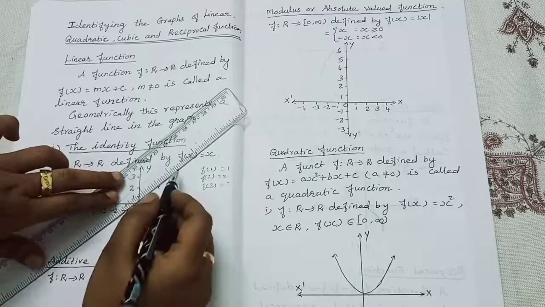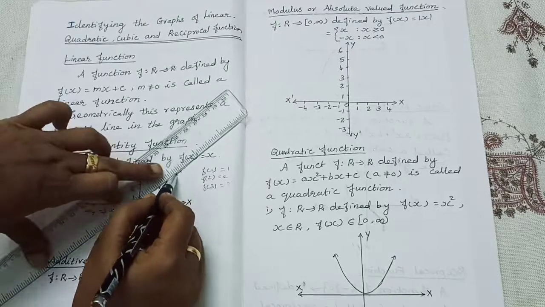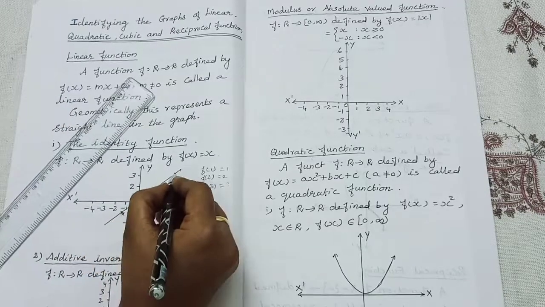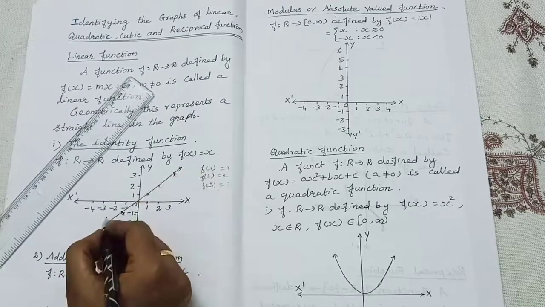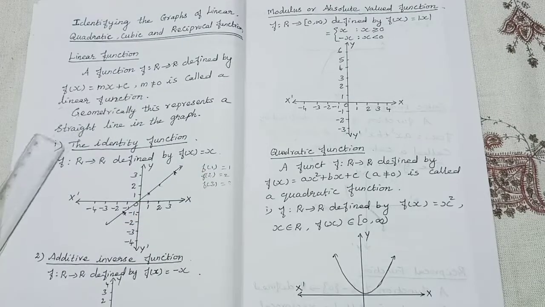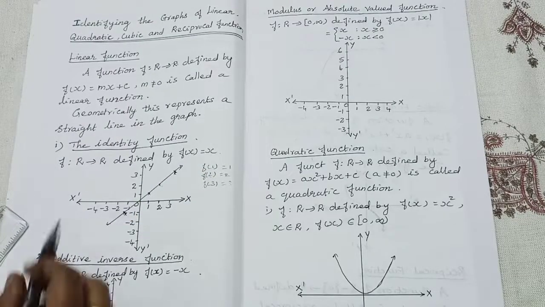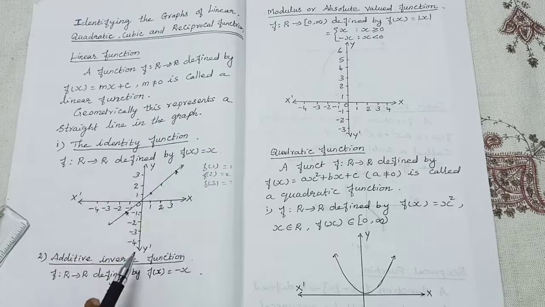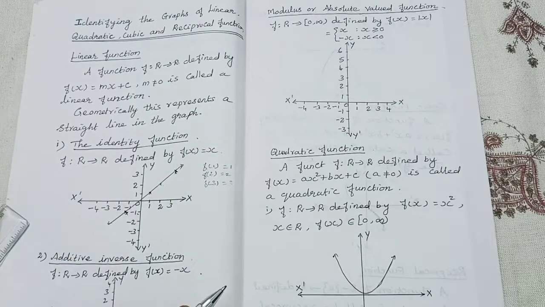When we join them for the linear equation, we will get a straight line. Have you understood? We will get a straight line. So here, geometrically, this represents a straight line in the graph. Okay, straight line we will get.